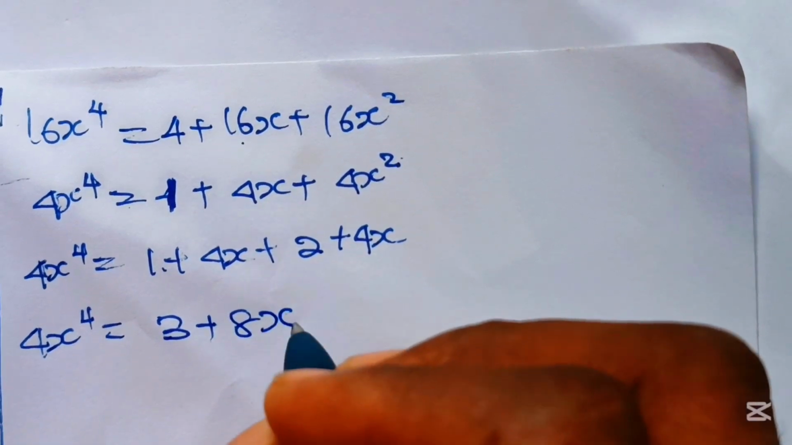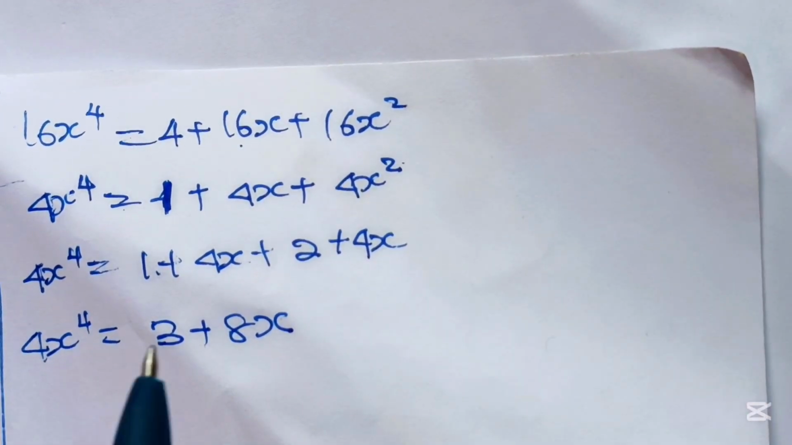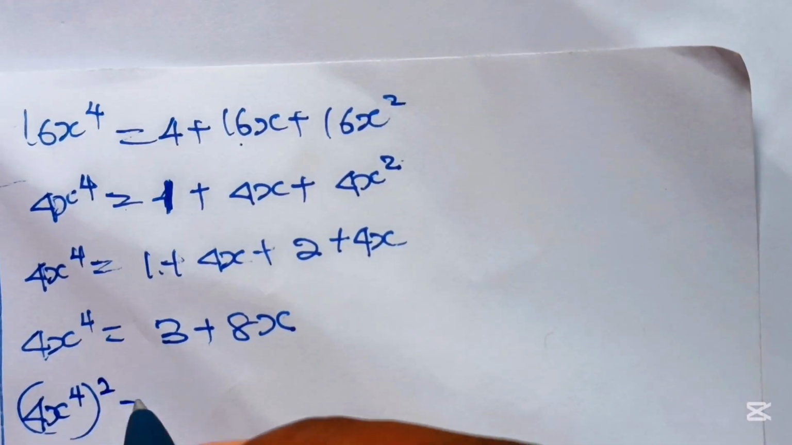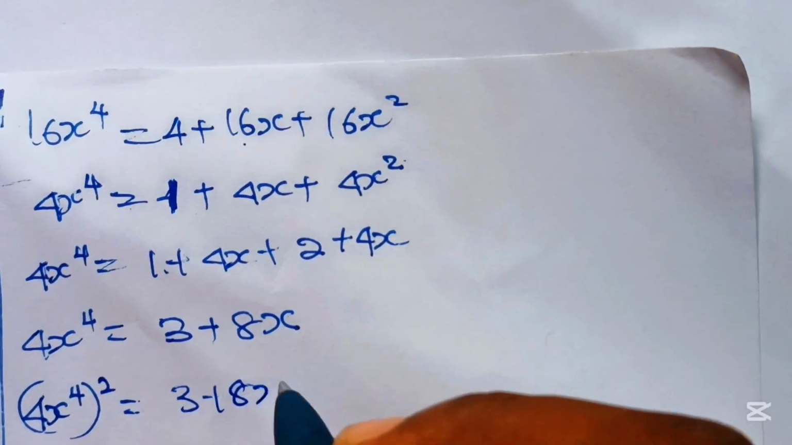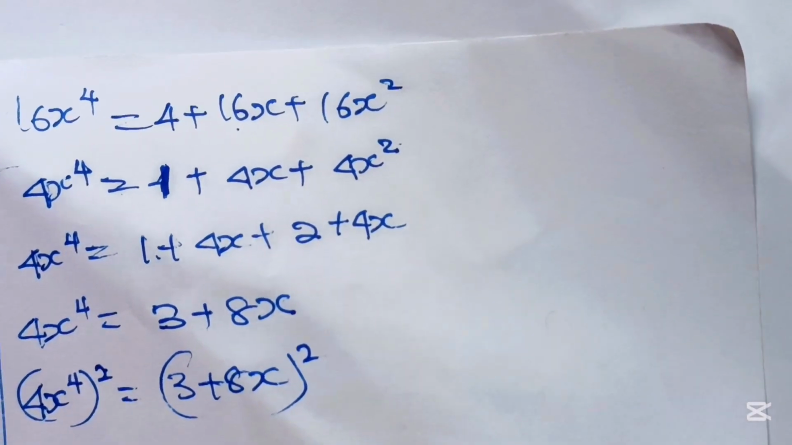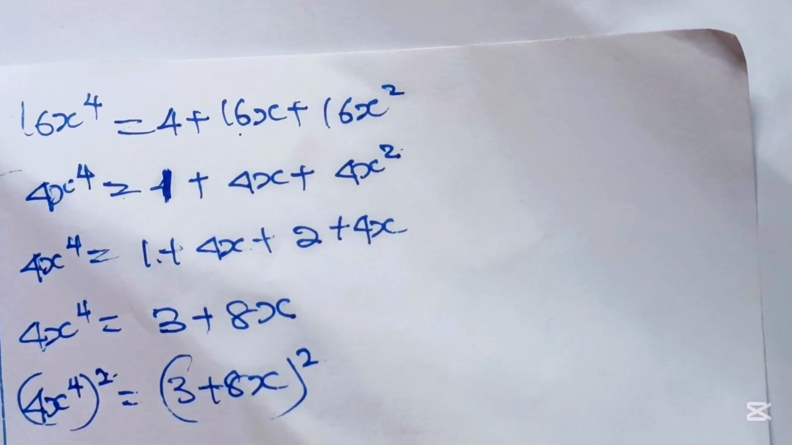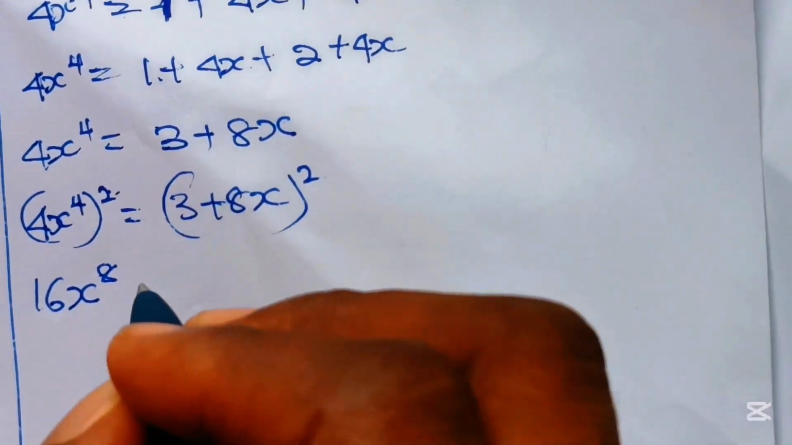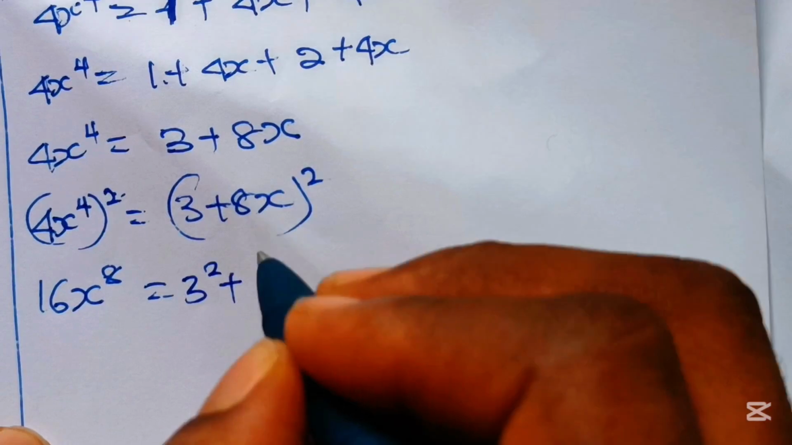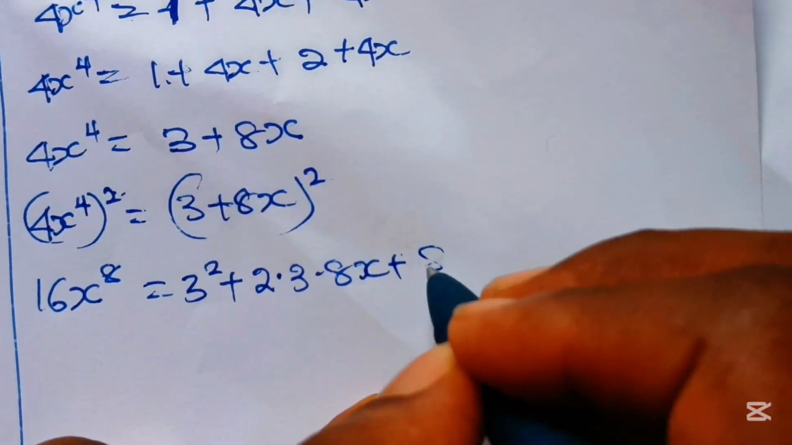Now recall what I said, we are going to square both sides of the equation now to get to x to the power of 8, right? So we have 4x to the power of 4 squared is equal to 3 plus 8x squared. Okay, so 4 squared will give us 16. X to the power of 4 squared is 4 times 2, 8. So we have gotten x to the power of 8. You can see that is equal to, now this is going to be a squared, that is 3 squared, plus 2ab, 2 multiplied by 3 multiplied by 8x, plus b squared, 8x squared.